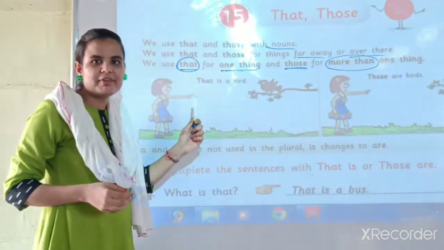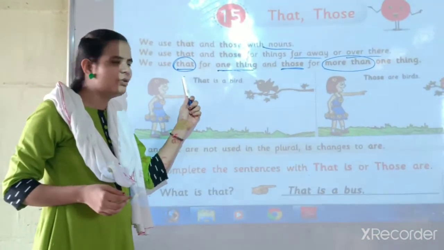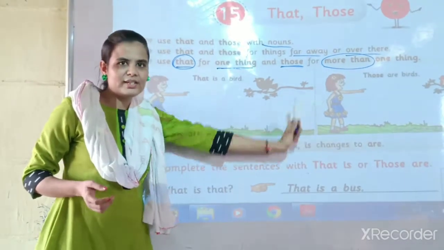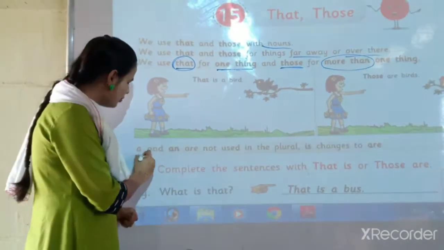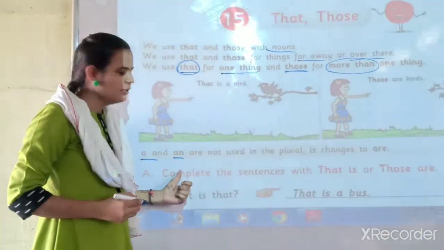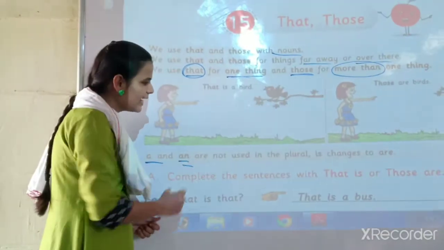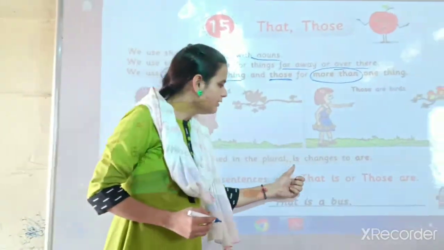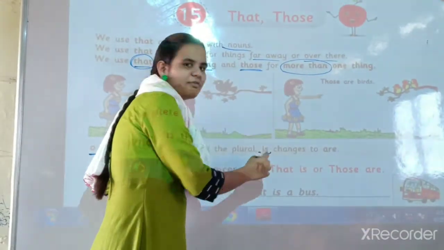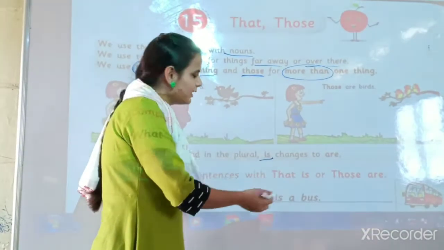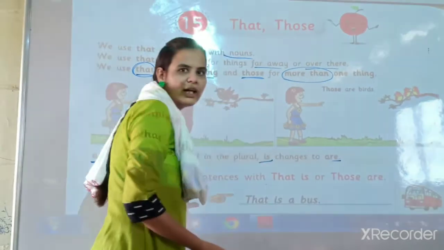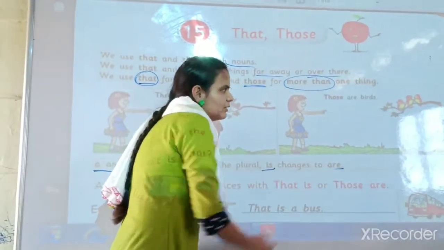See, the next rule is that whenever you are converting a singular sentence into a plural sentence, that time you have to not use a and an. And what will happen? From that singular sentence, when you are converting it into a plural sentence, is will change into are.